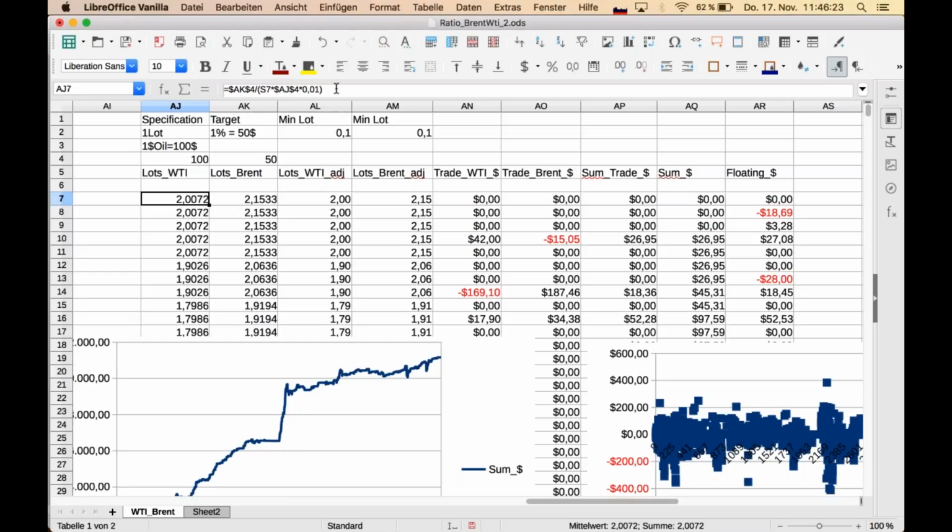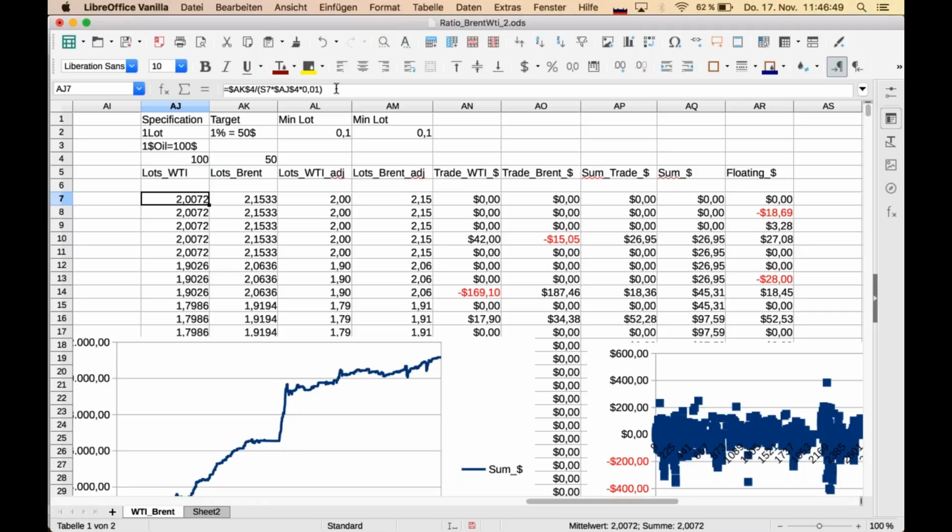And I have done one additional step to take that into account as well. The additional step in this case is, you see, the first trade should have been opened with 2.0072 lots. Okay, in this case, and we have to translate it to the broker of choice.